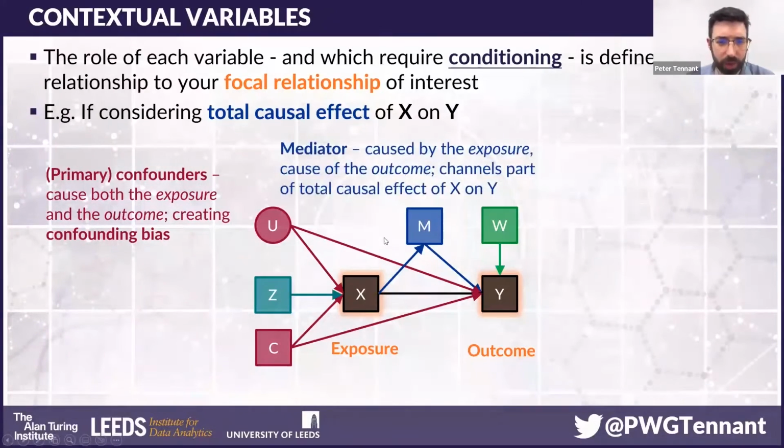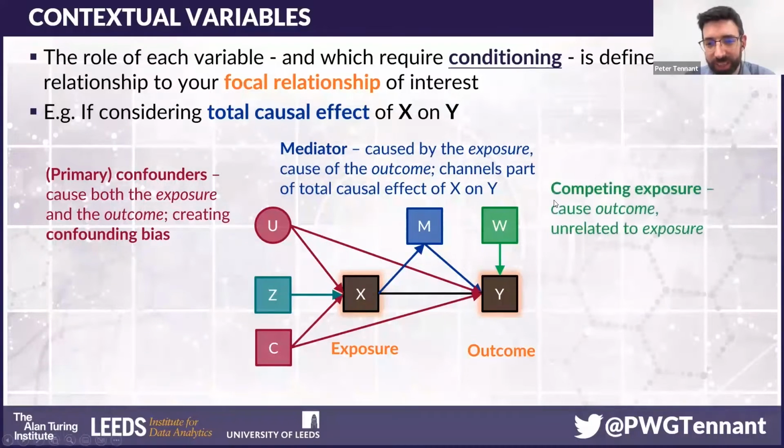We also have these variables known as mediators. These are things that are caused by our exposure and in turn cause the outcomes. So they are along the causal path. They are part of the causal mechanism in which the exposure causes the outcome. They channel part of that total causal effect. We would not want to condition on these things if we're estimating a total causal effect, because they're part of that effect.